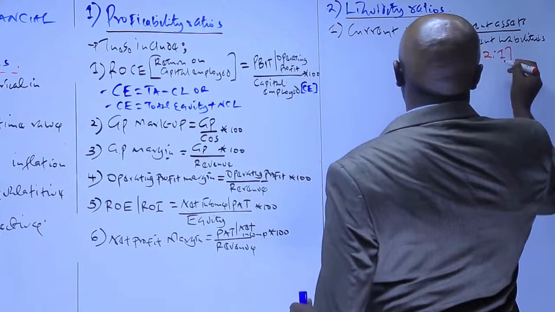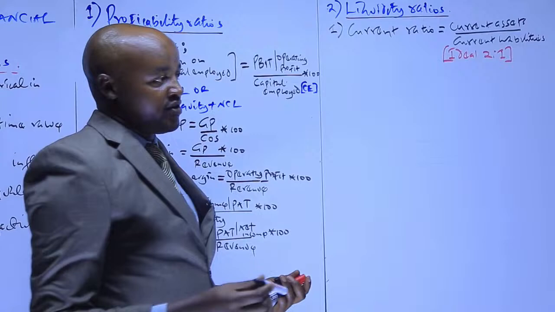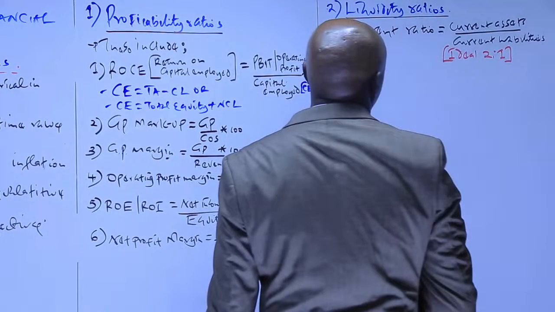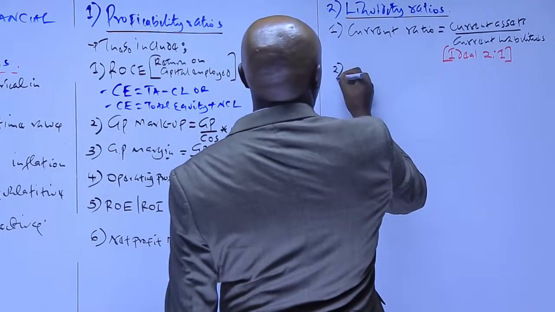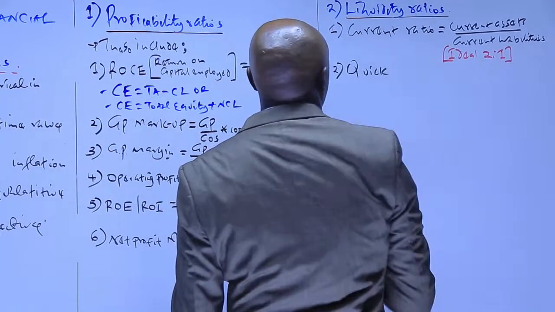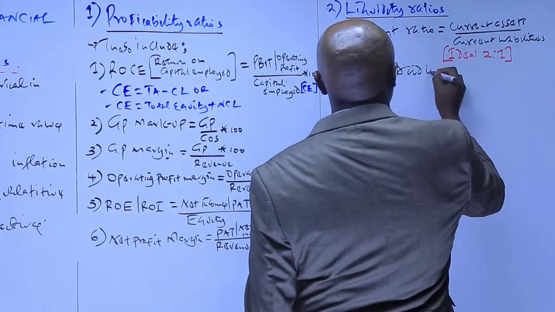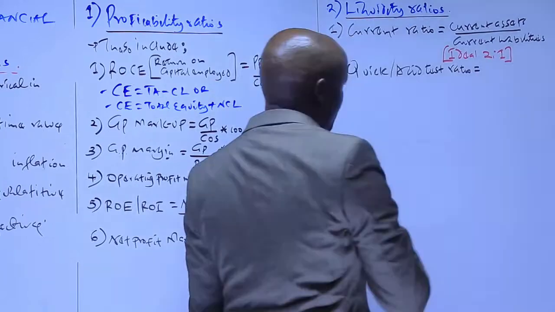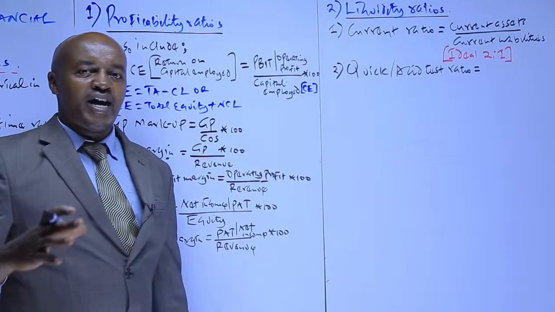So for the company to be in a position to pay the short-term financial obligations as and when they fall due, the current assets must be 2 times the current liabilities. Then from there we have the quick ratio, which is also known as the acid test ratio. This is a ratio which is computed to determine the ability of the company to pay the short-term debt as and when they fall due using the highly liquid current assets.